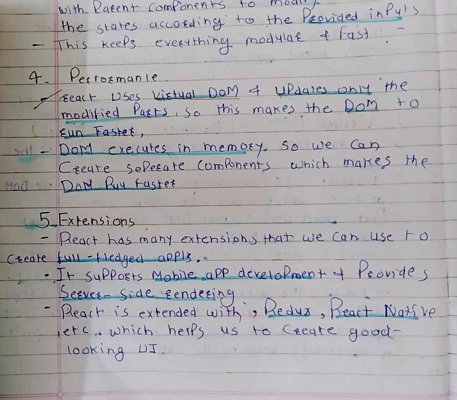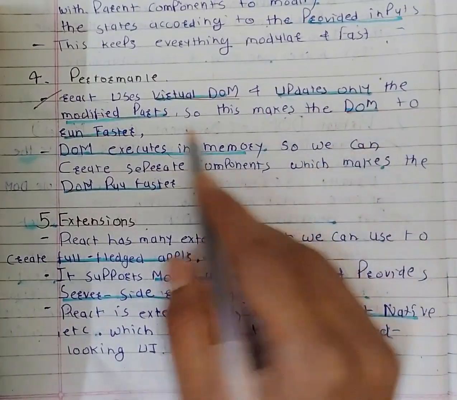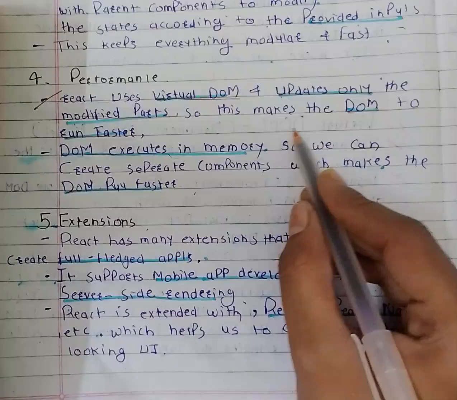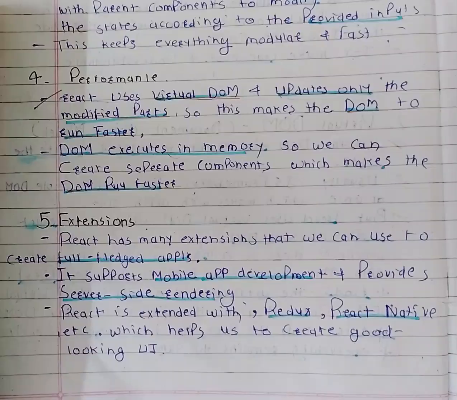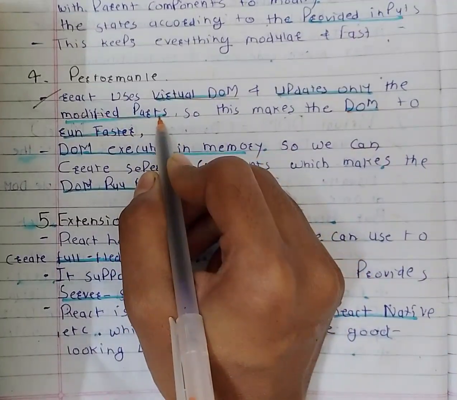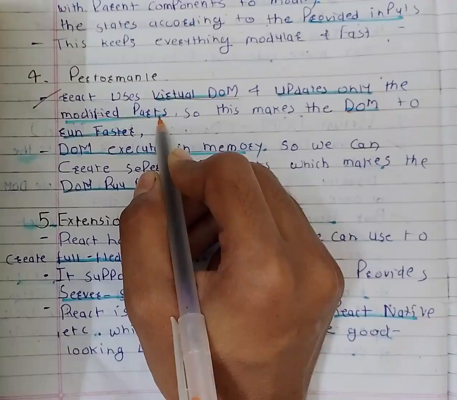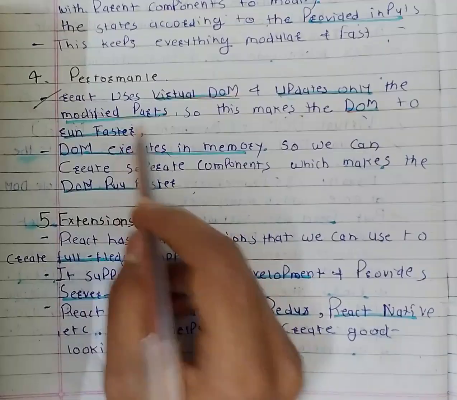Then the next feature of React is performance. React uses the virtual DOM and updates only the modified parts, so this makes the DOM run faster. We know that React uses the virtual DOM instead of the original DOM at first, and updates only the modified parts instead of updating everything. So this makes the DOM run faster.